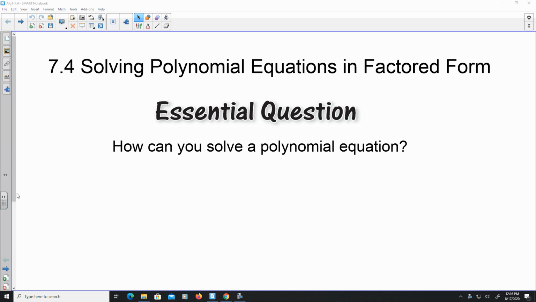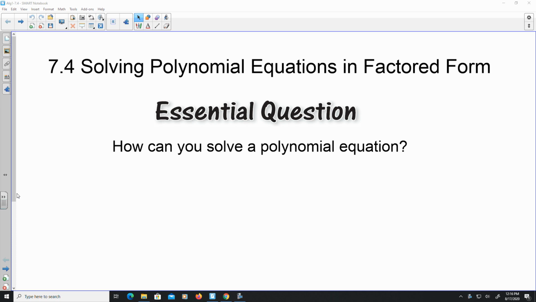In this lesson, we have section 7.4, where we're going to be solving polynomial equations in factored form. So our essential question is, how can you solve a polynomial equation?